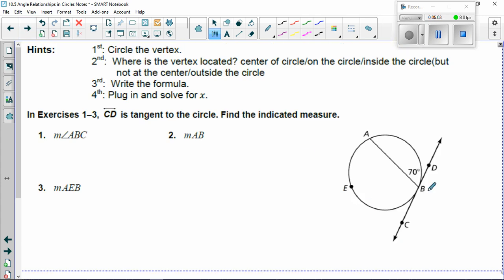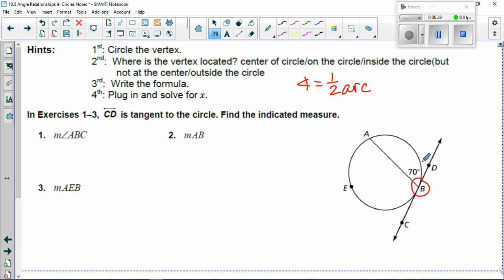So circle the vertex. All right. So if we're going to circle the vertex here, where's the vertex located? Center of the circle, on the circle, inside the circle but not at the center, or outside of the circle. So those are your 4 choices. So we see that this one is on the circle. So on the circle is inscribed. So the angle is half the arc.